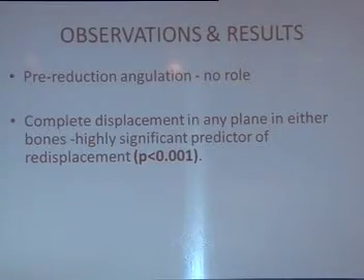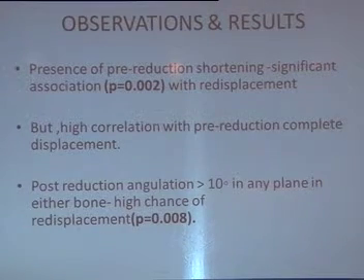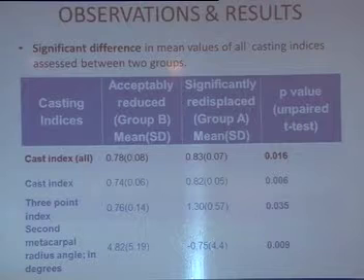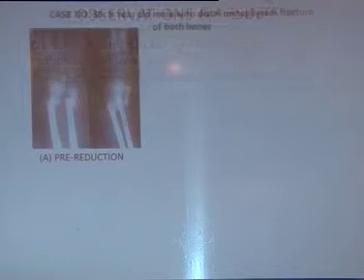Yes, sir. So many. Complete displacement in any plane of any of the bones was a highly significant predictor. A fracture oblique angle of more than 20 degrees was a significant risk factor. Post-reduction angulation of more than 10 degrees in any plane in any of the bones was a highly significant predictor of redisplacement. Casting indices were found to be significant predictors, all three casting indices in both the groups.